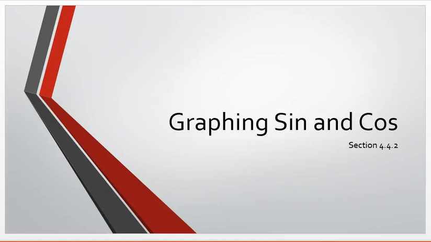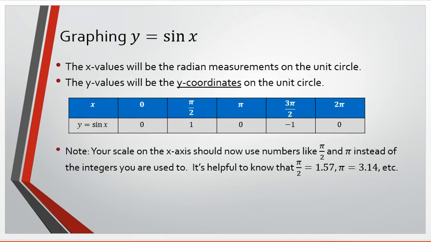Now we're going to look at the process of drawing your own graph of sine and cosine functions with and without transformations on them. So starting with the graph of y equals sine of x, we're going to be using our unit circle to actually plot these points on the x and y axis.